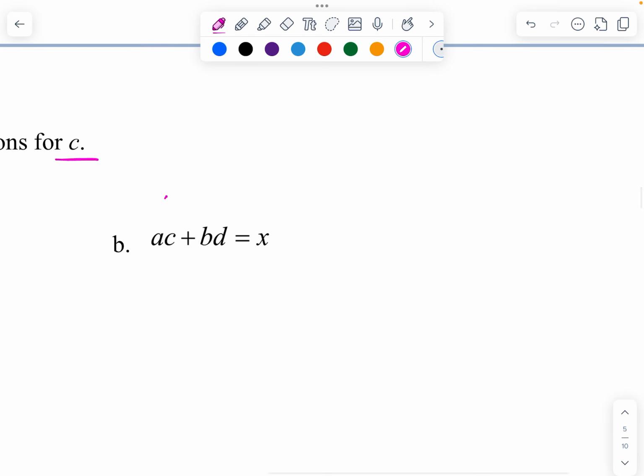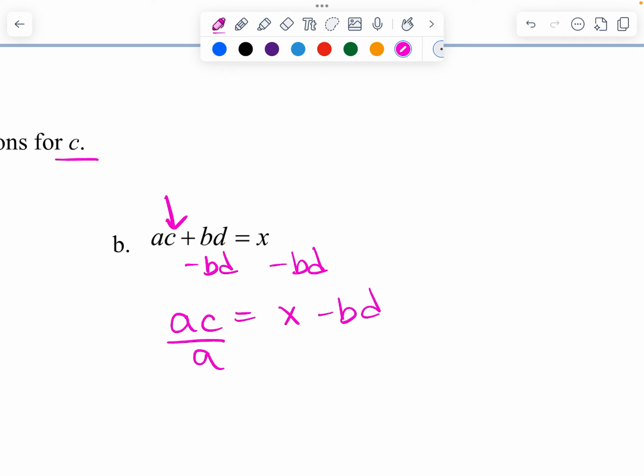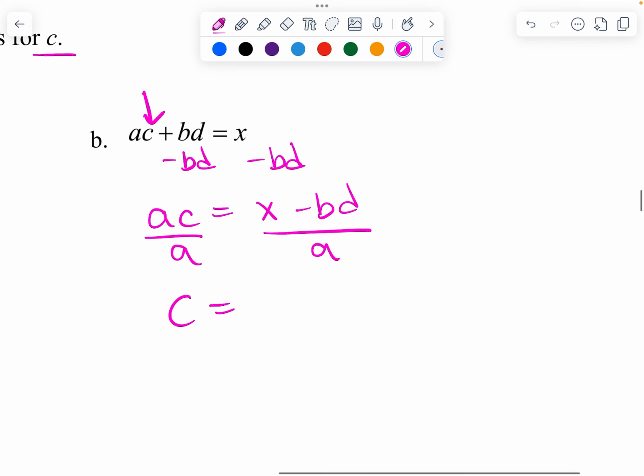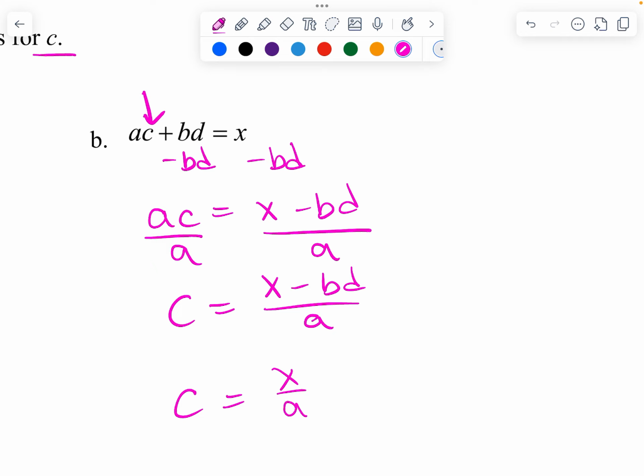Okay, so again, we're doing C. So I would subtract BD from both sides. I would get AC equals x minus BD. Divide by A and get C equals, and you can either write it as x minus BD over A, or you can write x over A minus BD over A. Either one would work.